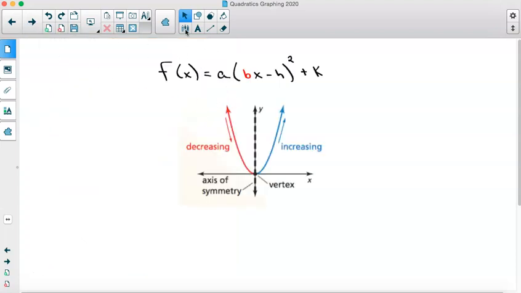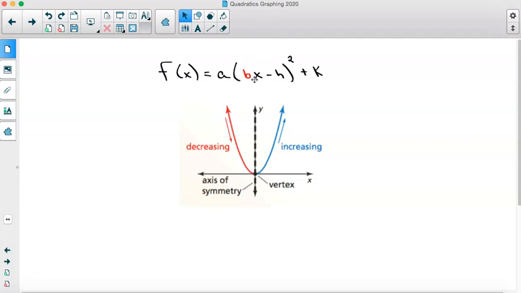The first thing we're going to see is f of x equals a times the quantity of bx minus h squared plus k. So this is your vertex form of a quadratic. This is one of the forms we're going to be talking about, and we're going to start with this form. Then we'll move on to standard form and then back to this form, and we'll keep playing around with the two forms.